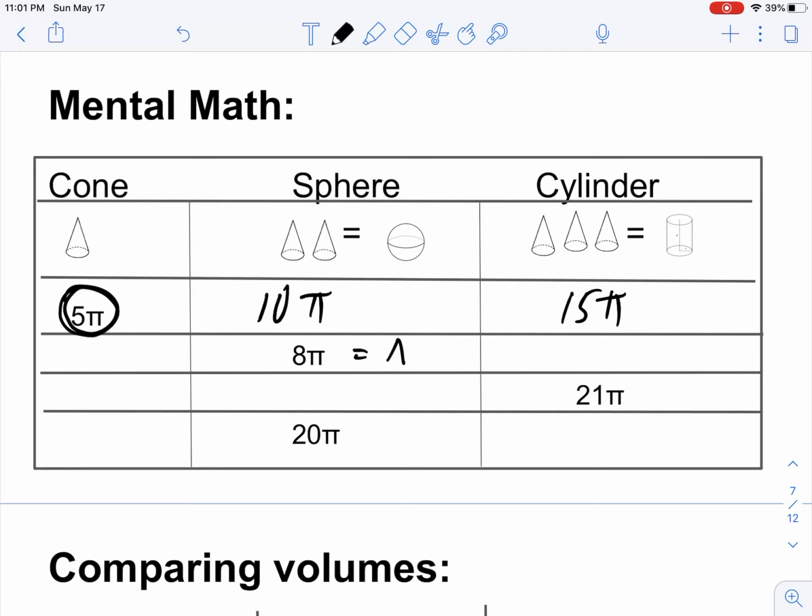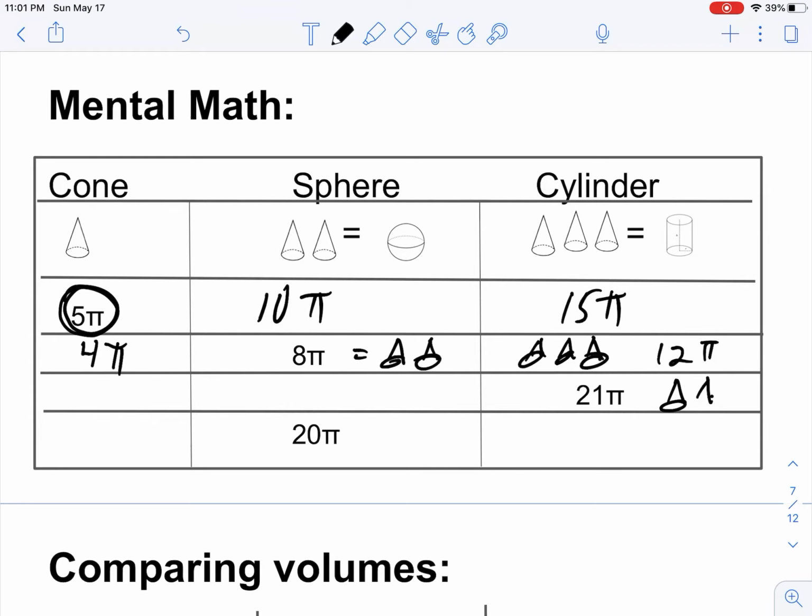So we have a sphere. We know that sphere is equal to 2 cones. So we're going to split it in half, and that's going to bring us back to 4 pi for the cone with the same radius and height as the sphere. And now we're going to go for the cylinder. We know the cylinder is the same as having 3 cones. So 4 pi times 3 is going to give us 12 pi.